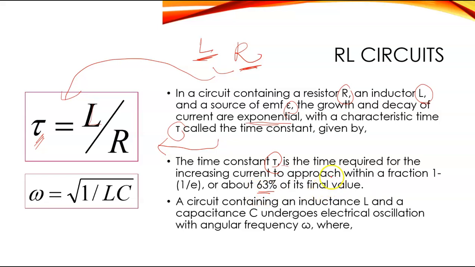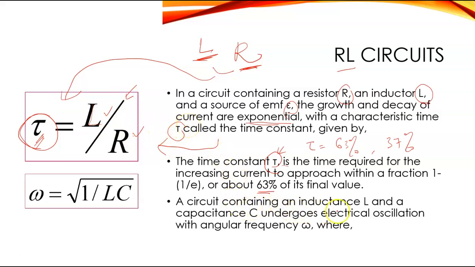If you recall, I did introduce the time constant to you in the chapter on capacitance. So if you still remember, the time constant there is the time required to approach 63% of the final value, or 37% of the final value. So it is a similar definition to these two over here. The difference is that the equation for the time constant in this RL circuit is the division of the inductance by the resistance. So that was the time constant.